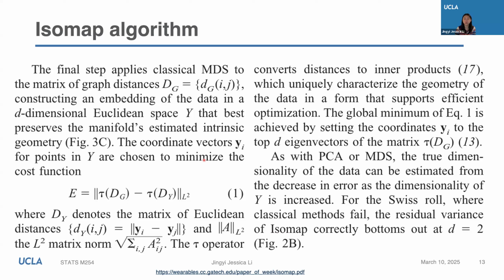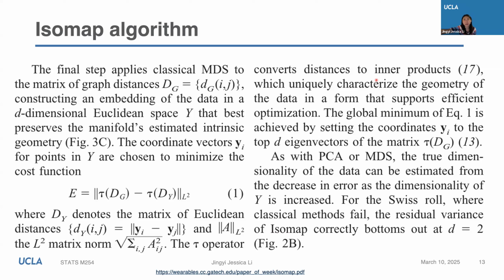So typically D is equal to 2, two-dimensional space, that best preserves the manifold's estimated intrinsic geometry, which is given by the graph. The coordinate vectors yi for points in Y are chosen to minimize the cost function, where Dy is the matrix of Euclidean distances in 2D, and this one, the L2 norm, we have seen this as the L2 matrix norm. The tau operator converts distances to inner products, which is what we showed you before. We basically decompose that Gram matrix so we can get Y as the coordinates.